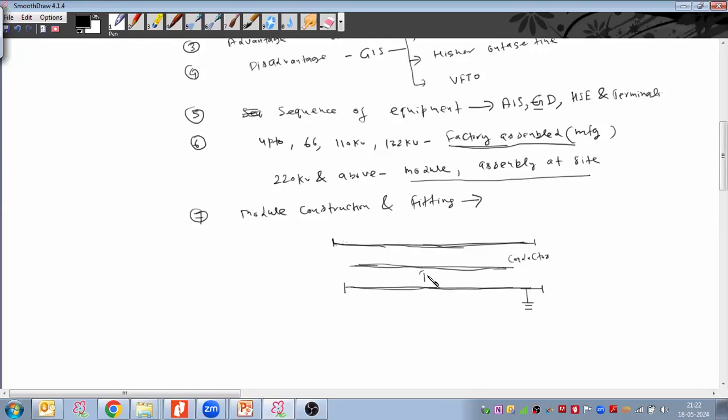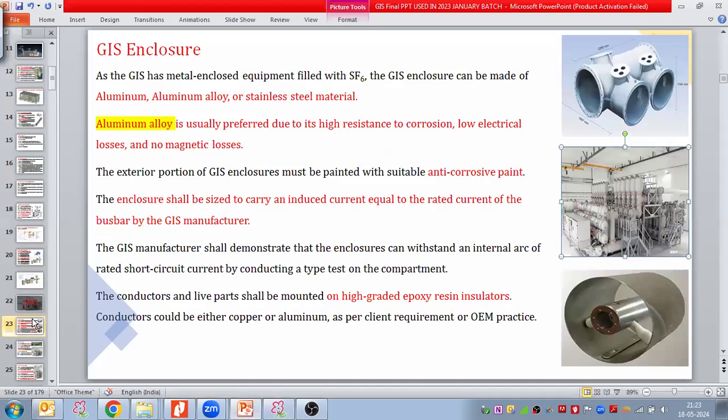And whatever transient voltage is developing inside this enclosure will also be induced on the outer side of the enclosure, which we call the external VFTO. So in order to eliminate it, we do the enclosure earthing, and sometimes a few clients ask for an insulation coordination study as well, in order to ensure that the enclosure can withstand whatever voltage is induced on it. And sometimes if the voltage comes beyond the limit, we have to provide a surge arrestor or lightning arrestor at the GIS enclosure as well.